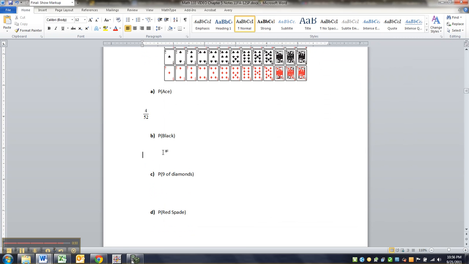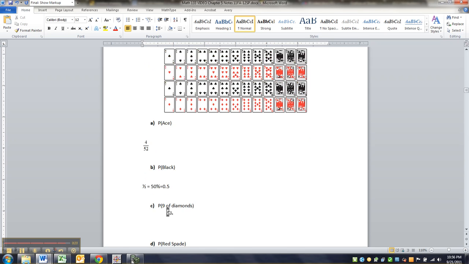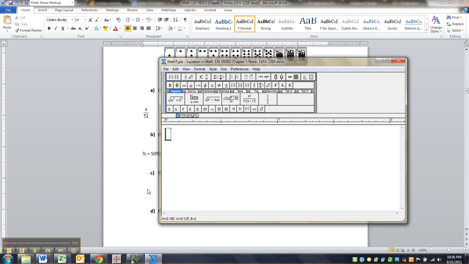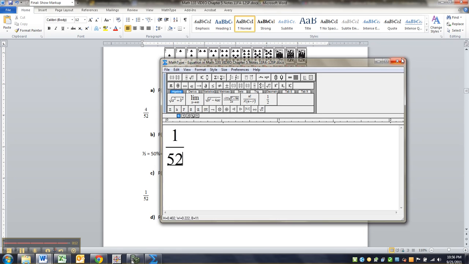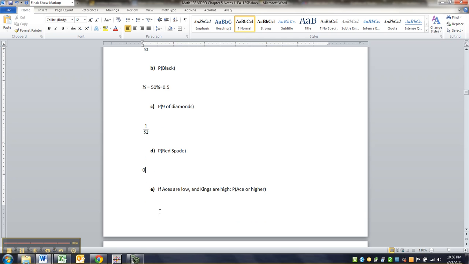All right, what's the probability of a black card? Well, half of the cards are black, which would be 50% or 0.5. What's the probability of a 9 of diamonds? Well, there's only 1 9 of diamonds in the whole deck, so that's 1 out of 52. And last but not least, what's the probability of a red spade? Well, you can't get a red spade. Spades are black, so that's 0. And if aces are low, what's the probability that kings are higher? That's 1.